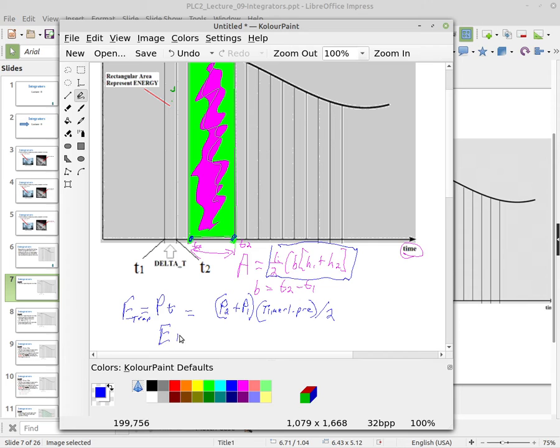So we take energy, I'm going to spell it out here. We're going to take energy is equal to the energy plus the next rectangle here, or the next trapezoid here. So the next trapezoid is going to be P2 plus P1, times our preset value divided by 2. So if we're always using the same time, the base is going to be the same.